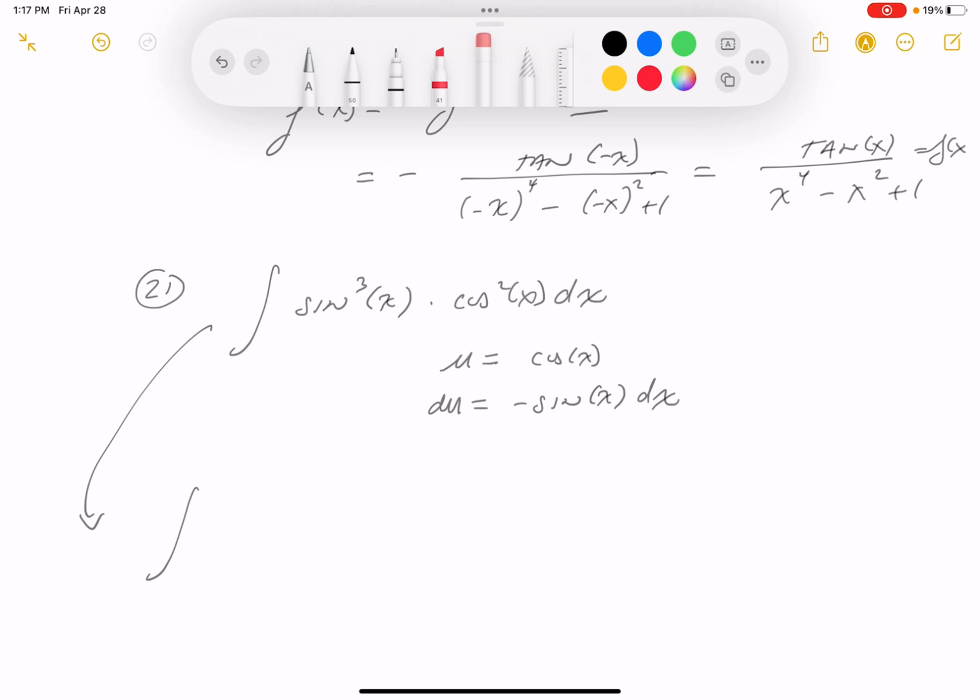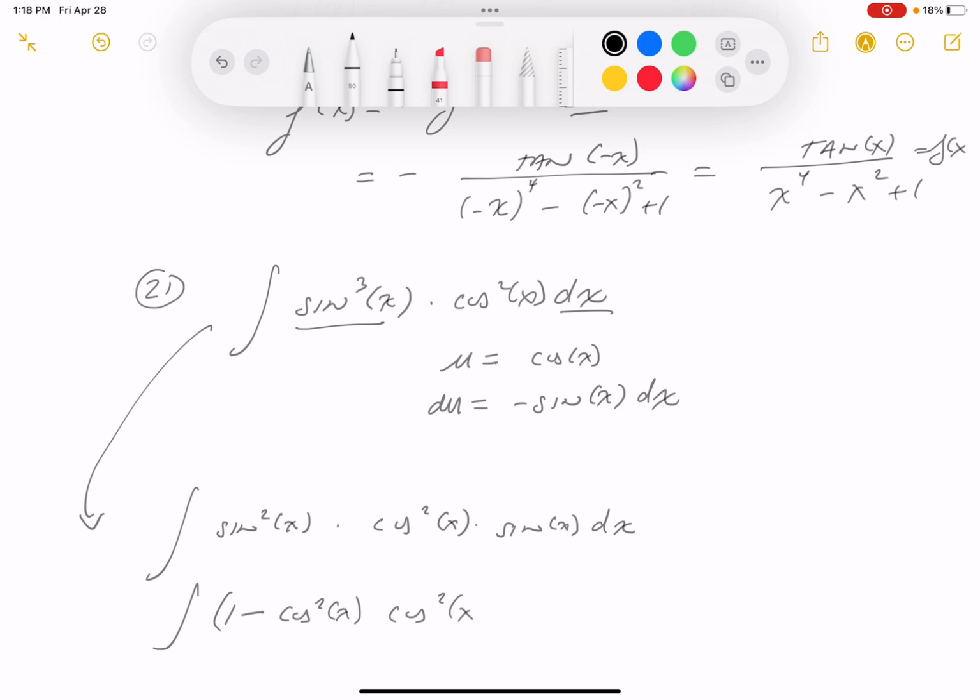All right? So I definitely need a sine. That means I have a sine squared left over. So I took care of this part over here, and the cosine squared, let's write down as cosine squared. The next thing I do is write that sine squared in terms of cosine squared, and that's going to be, let's see, 1 minus cosine squared x, times cosine squared x, and then sine x dx.